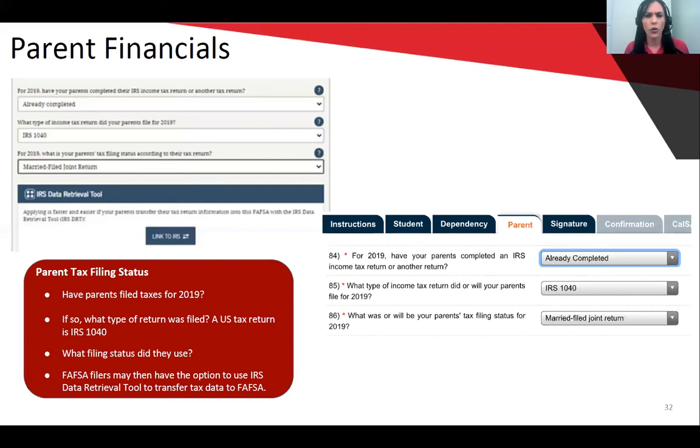The next question will ask the type of tax return that they filed, and you can select if they have filed the IRS 1040 or any other applicable answer that applies to you. The next set of questions will ask the filing status on their tax return. So you want to make sure that when it asks your parents' filing status, you are selecting either married filing jointly, married filing separately, single, or head of household, again, based on the filing status on their tax return.